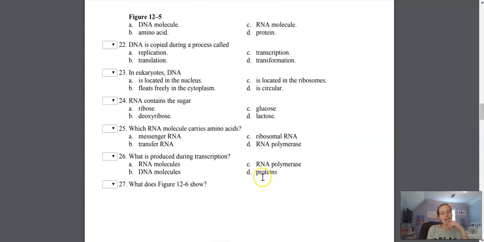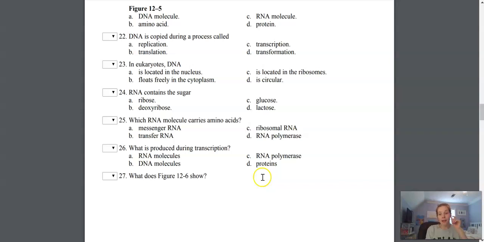22, DNA is copied during a process called replication. A, transcription and translation: you're not copying DNA, you're making mRNA to then make a protein. Okay, so 22 is A, DNA replication. That's when we're copying the DNA.